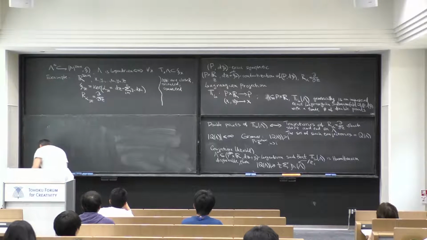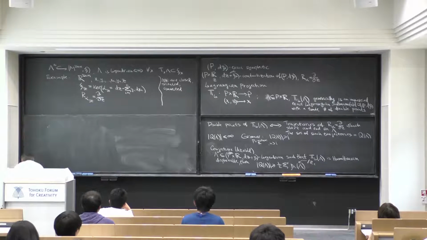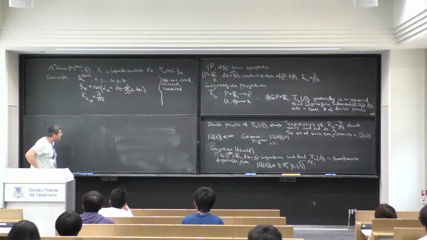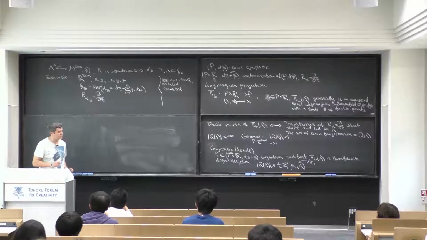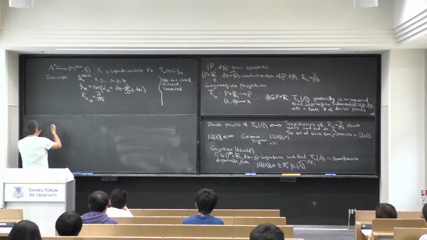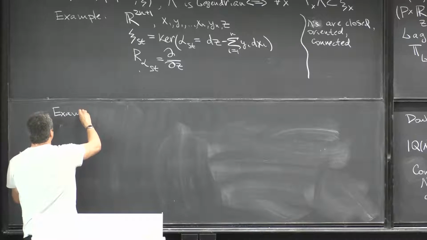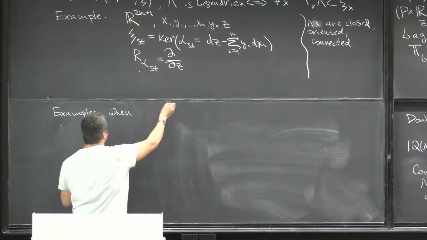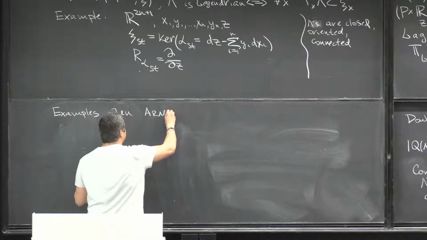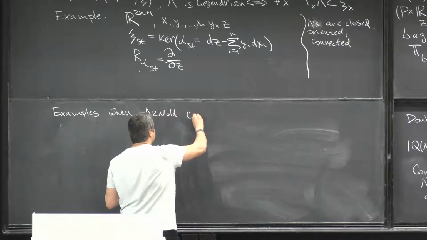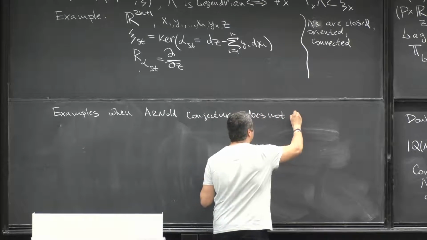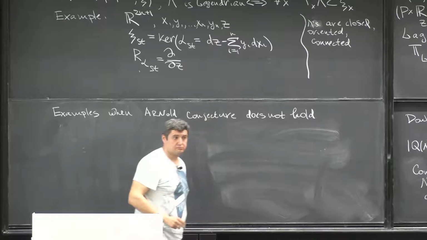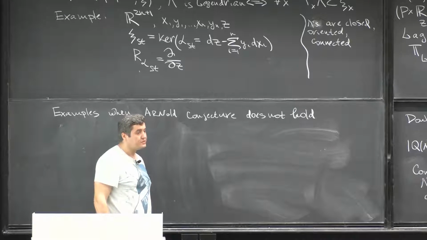Okay, let me try to be brave and use this machine. Okay, works. Great. So now the question is, do we know any examples when this Arnold conjecture doesn't hold? As it turns out, there are some. And they are quite recent ones.